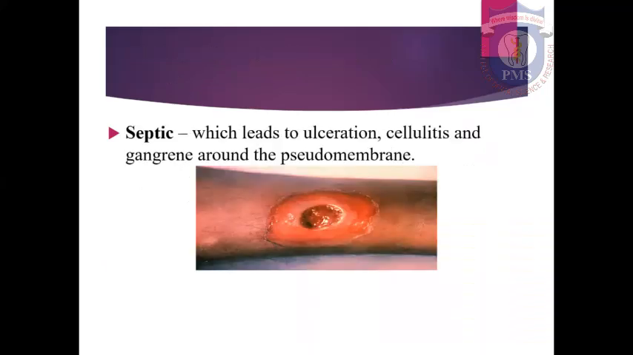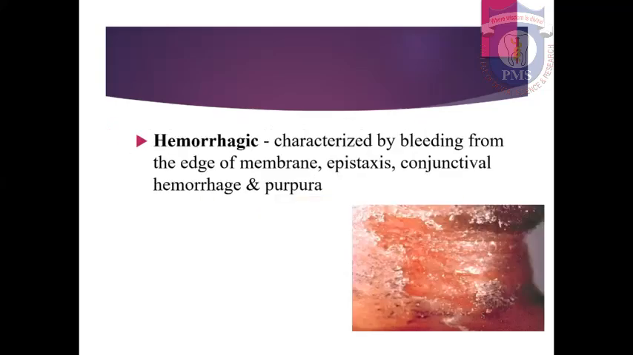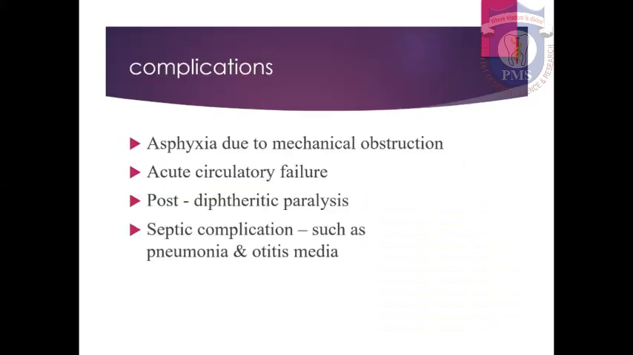Next severity is septic, which leads to ulceration, cellulitis, and gangrene around the pseudomembrane. And the last severity type is hemorrhagic, characterized by bleeding from the edge of membrane, epistaxis, conjunctival hemorrhage, and purpura. So moving on to complications, asphyxia due to mechanical obstruction takes place, acute circulatory failure, post-diphtheritic paralysis, and septic complications such as pneumonia and otitis media may occur.